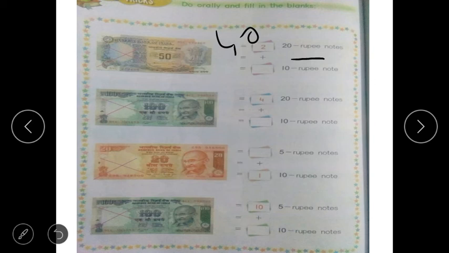Understood? Now, how many 10 rupee notes will you take to make it 50? Then 40. How many rupees will you add to 40 so that it will be 50 rupees? Then we'll add only one 10 rupee note. If you add only one 10 rupee note, it will make 50. Understood? Because 40, two 20 rupee notes are there, no? That is 40, and one 10 note means 40 plus 10, 50. It makes 50. Listen carefully, okay?